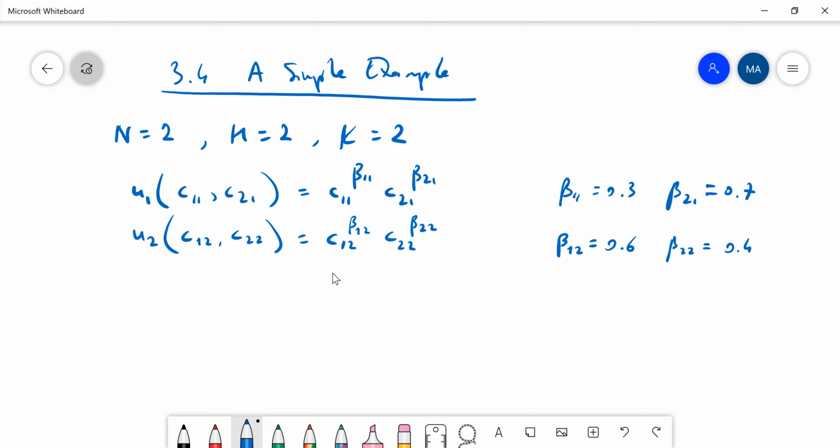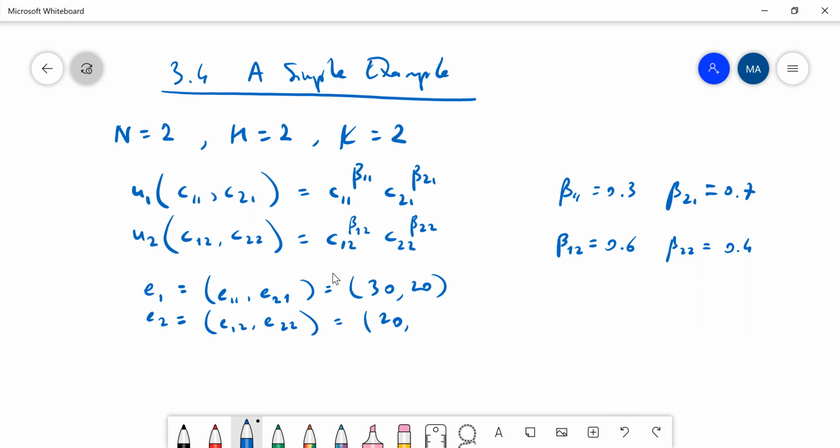All right. Then you have the endowments. For the first consumer, you have E11, E21, and these are 30 and 20. For the second consumer, you have, of course, E12 and E22, and these are 20 and 5.